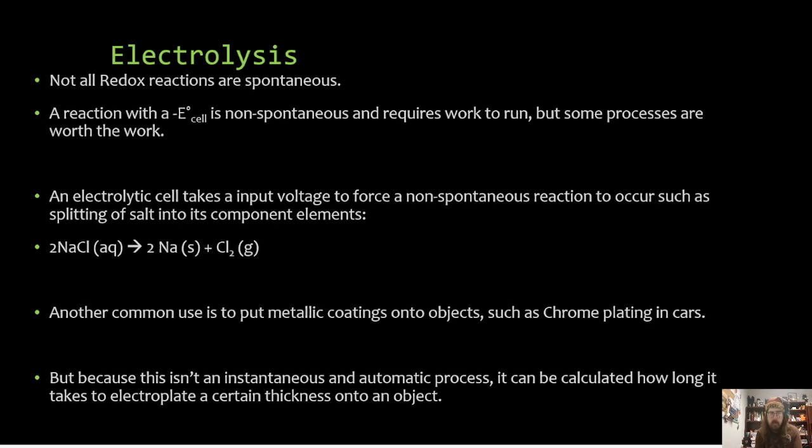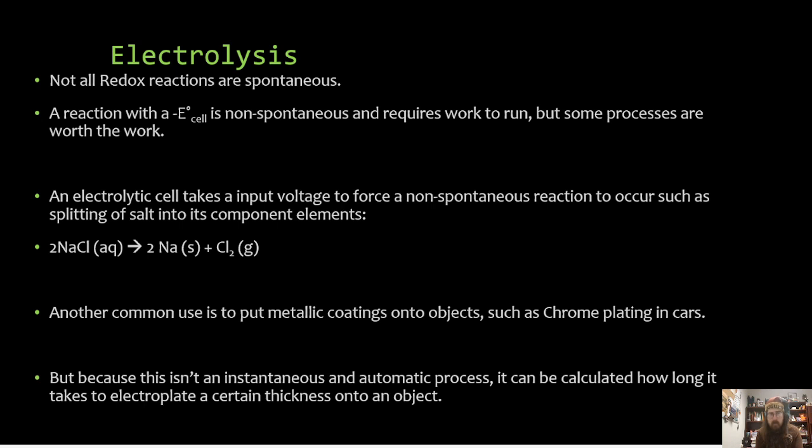So electrolytic cells take an input voltage and they force a non-spontaneous reaction to occur, such as splitting salt into its component elements. So if we want to form pure sodium and chlorine gas, you could take a salt reaction and run a current through it, and there you have sodium and chlorine gas. The most common use we will use is to electroplate objects, chrome plating in cars.